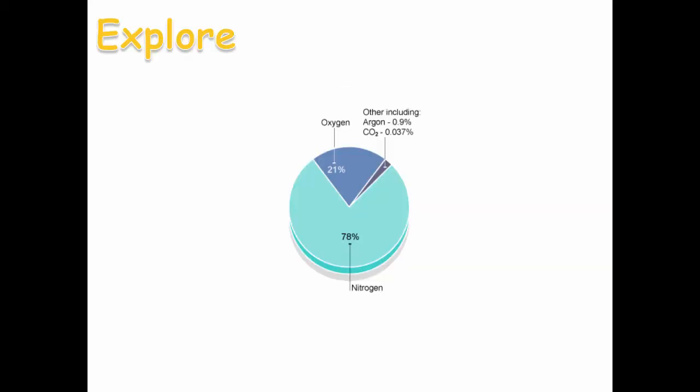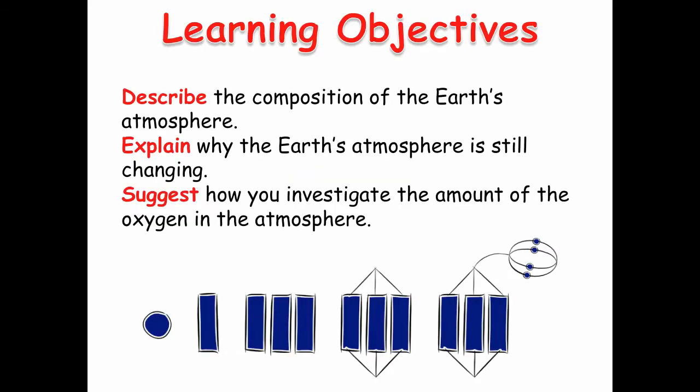Okay, our first objective is to be able to describe the composition of the Earth's atmosphere. Well, air is a mixture of the following gases: 78% nitrogen, 21% oxygen, and 0.9% argon, and other trace gases, including 0.037% carbon dioxide. And that is our first objective complete.